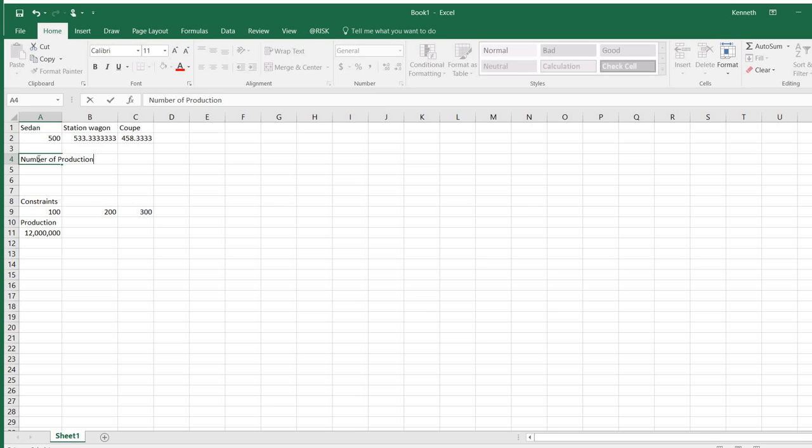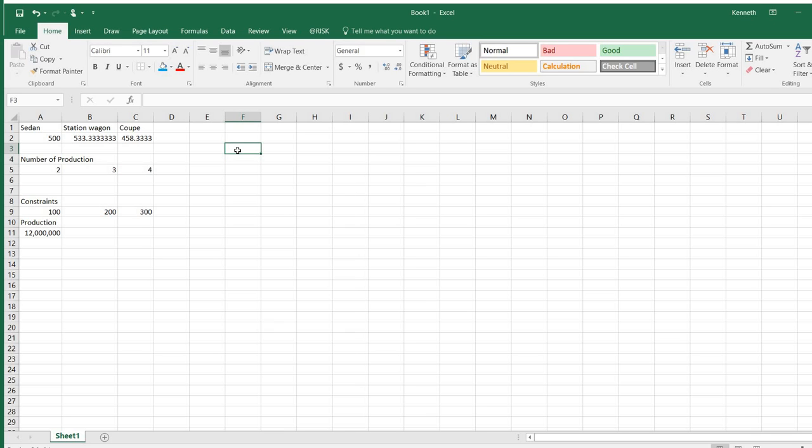This is just the number of cars in production, right? Everyone understands that? Because this is going to be our x, y, and z. So we'll do 2, 3, and 4.